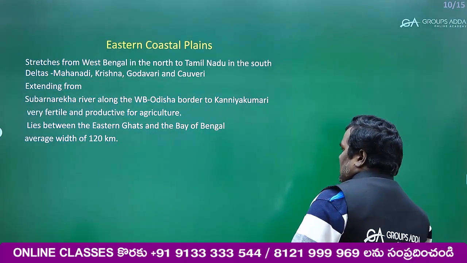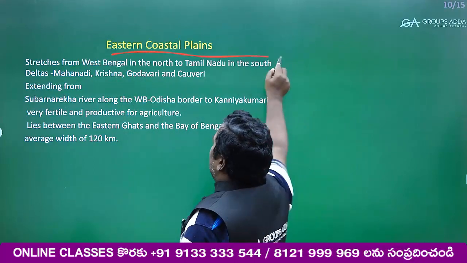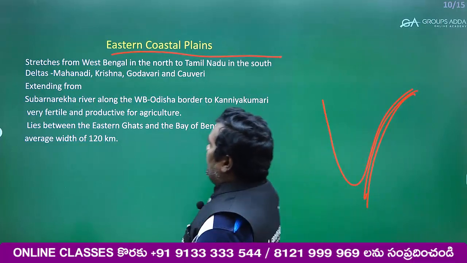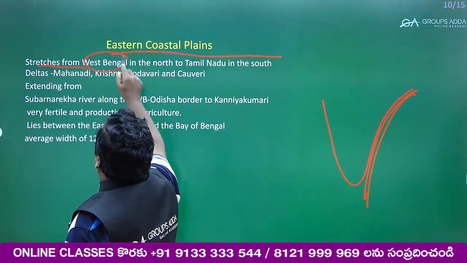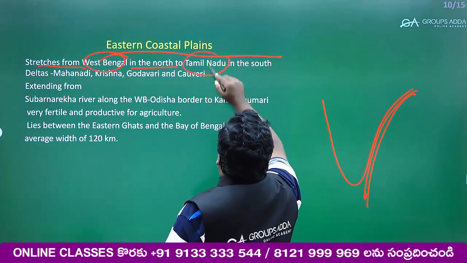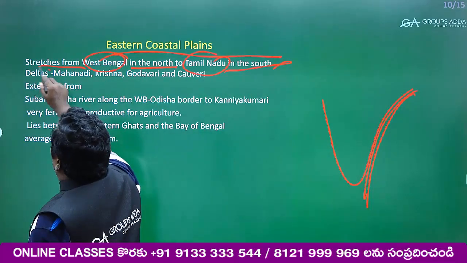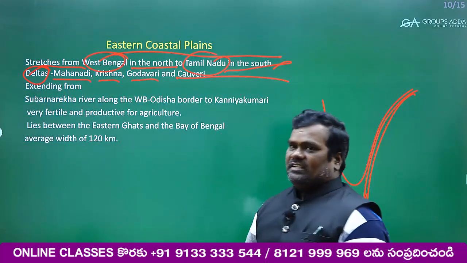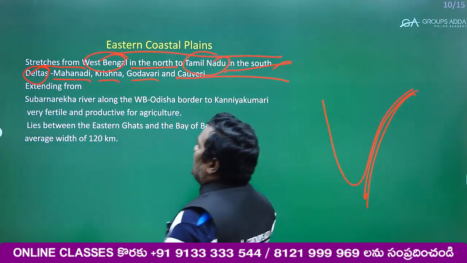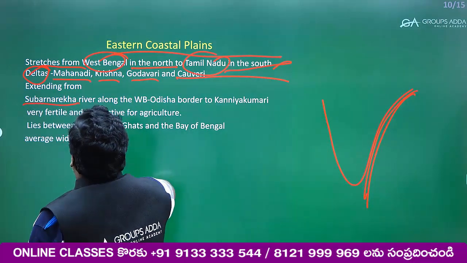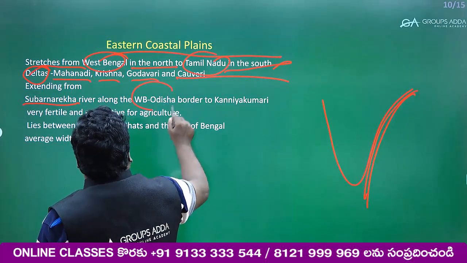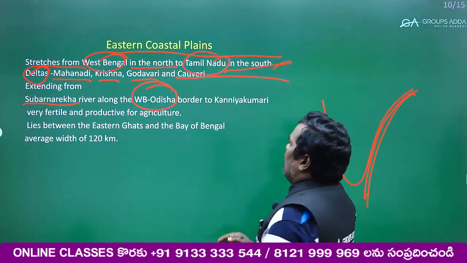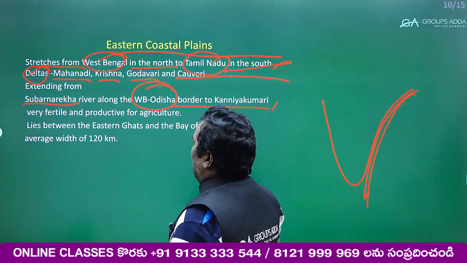My dear friends, now let us shift to eastern coastal plains. This side. Okay, it stretches from West Bengal in the north to Tamil Nadu in the south. Okay, and we have deltas like Mahanadi, Krishna, Godavari and Kaveri. Okay, it extends from Subarnarekha river, where West Bengal and Odisha border we have. From there onwards up to Kanyakumari.